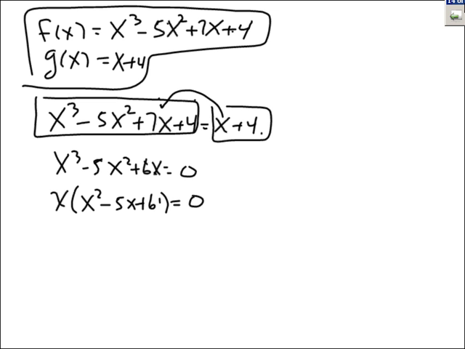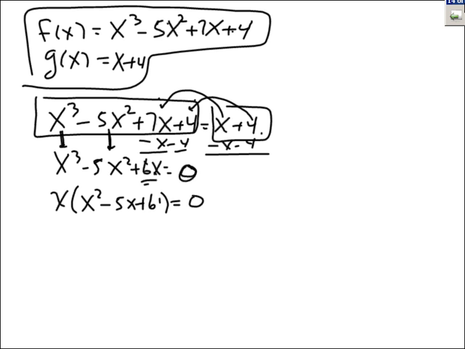I bring the x over, so now I'll have 6x. I bring the 4 over, so I'll have no constant, and everything else stayed the same. If you take away x and you take away 4 from both sides, the right side is 0, and the left side will be x cubed minus 5x squared plus 6x, and then nothing.